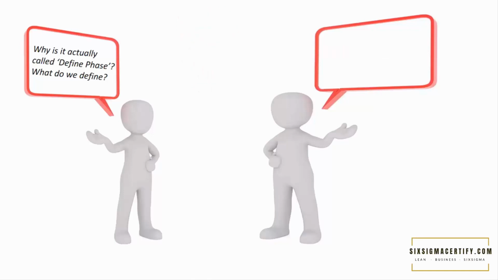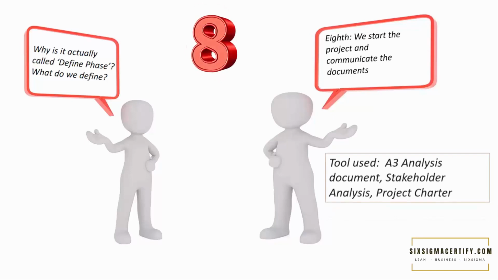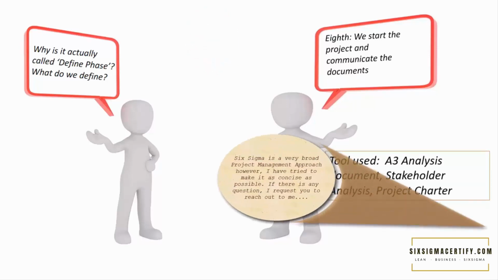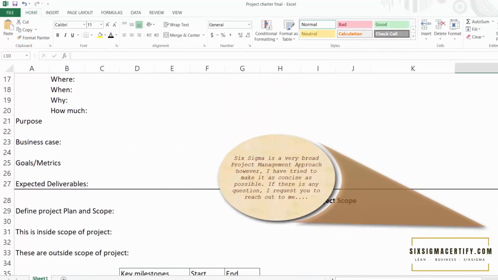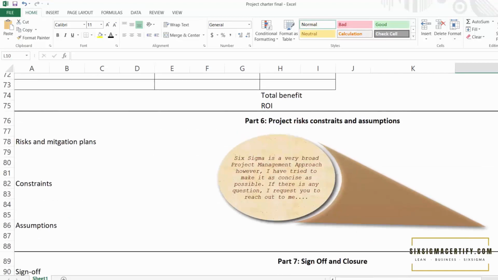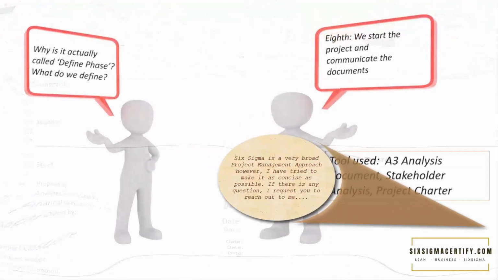We then start the project and we communicate different ideas. We communicate about the findings of the project. We use various tools such as A3 analysis documents, stakeholder analysis, and the project charter. Project charter is an important document that is used in any Six Sigma projects and Lean Six Sigma projects. We enter every finding of the Six Sigma project inside the project charter. Project charter is the summarized document of all the Six Sigma process steps and improvements.